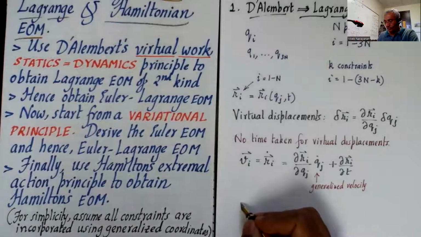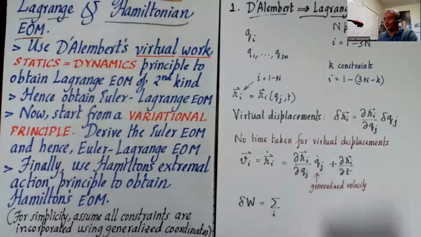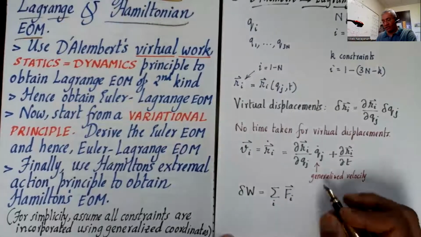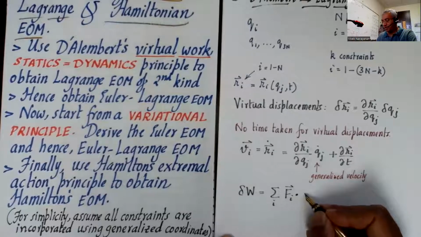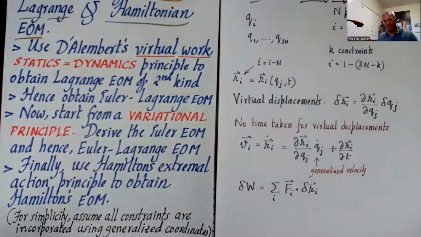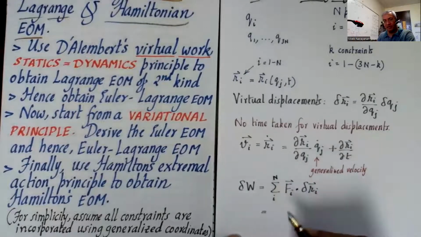Now the virtual work. The virtual work delta W is given by the sum over all the i's of the net force acting on each particle, which I'll call F sub i, multiplied by the virtual displacement. So this can be very general. Each particle can have a special kind of force acting on it. And we're summing over all the i's, where i goes from 1 to n. Whenever I put a summation sign, it means i goes from 1 to capital N.